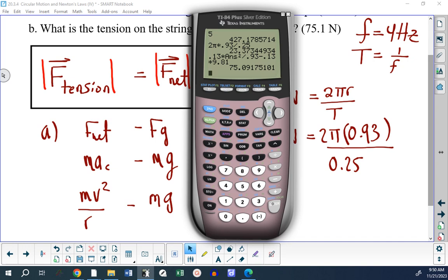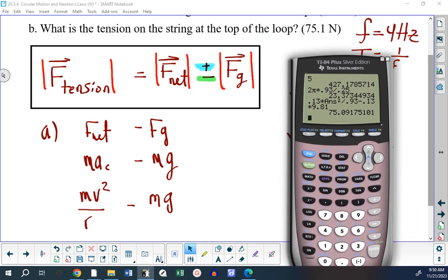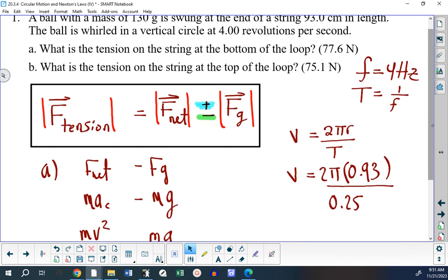Is that the answer to A? I hope. It's not. That's the answer to B. Oh, I did B. Right, I was looking at the top. I didn't see it was B. This is B. At the bottom, which is A, then we would add that mg.